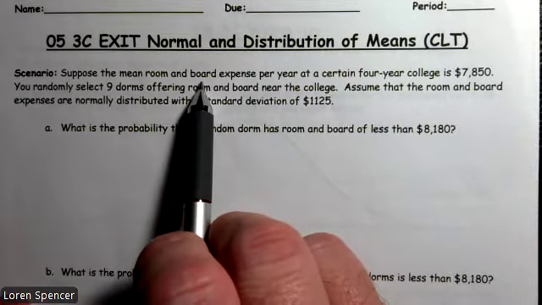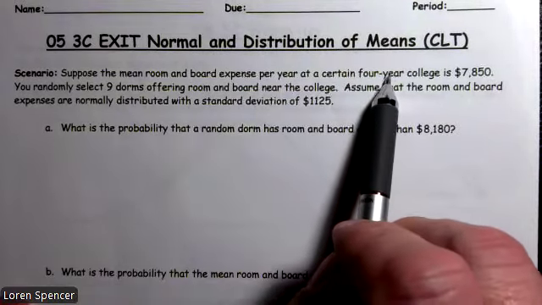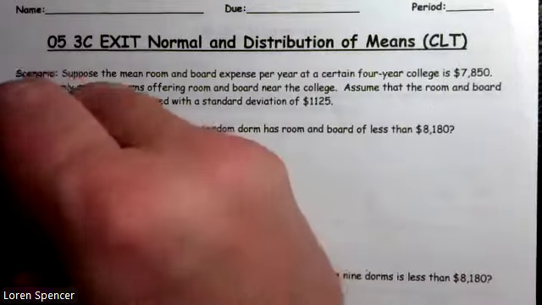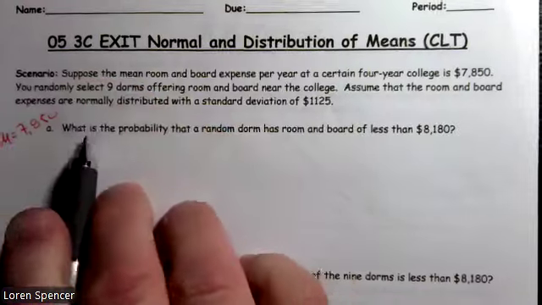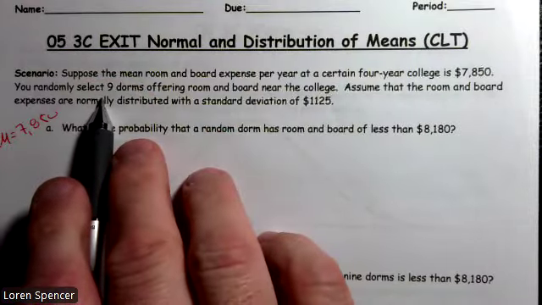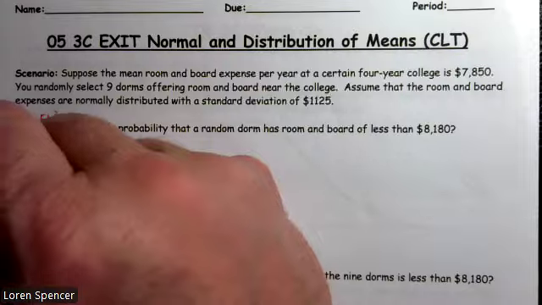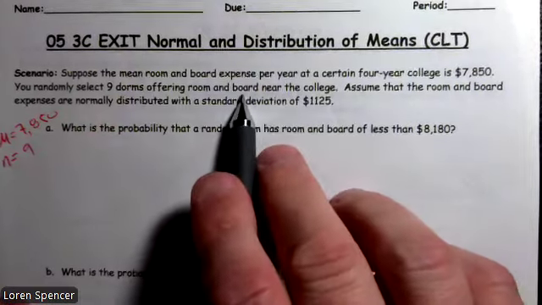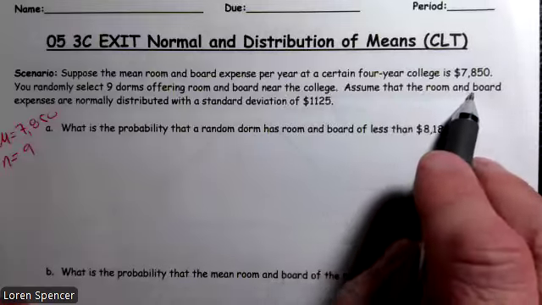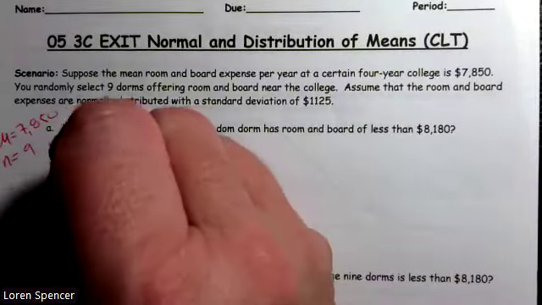So suppose the mean room and board expense per year at a certain four-year college is 7,850. I'm going to note that down, 7,850. You randomly select 9 dorms. All right, so n is 9, offering room and board near the college. Assume that the room and board expenses are normally distributed.